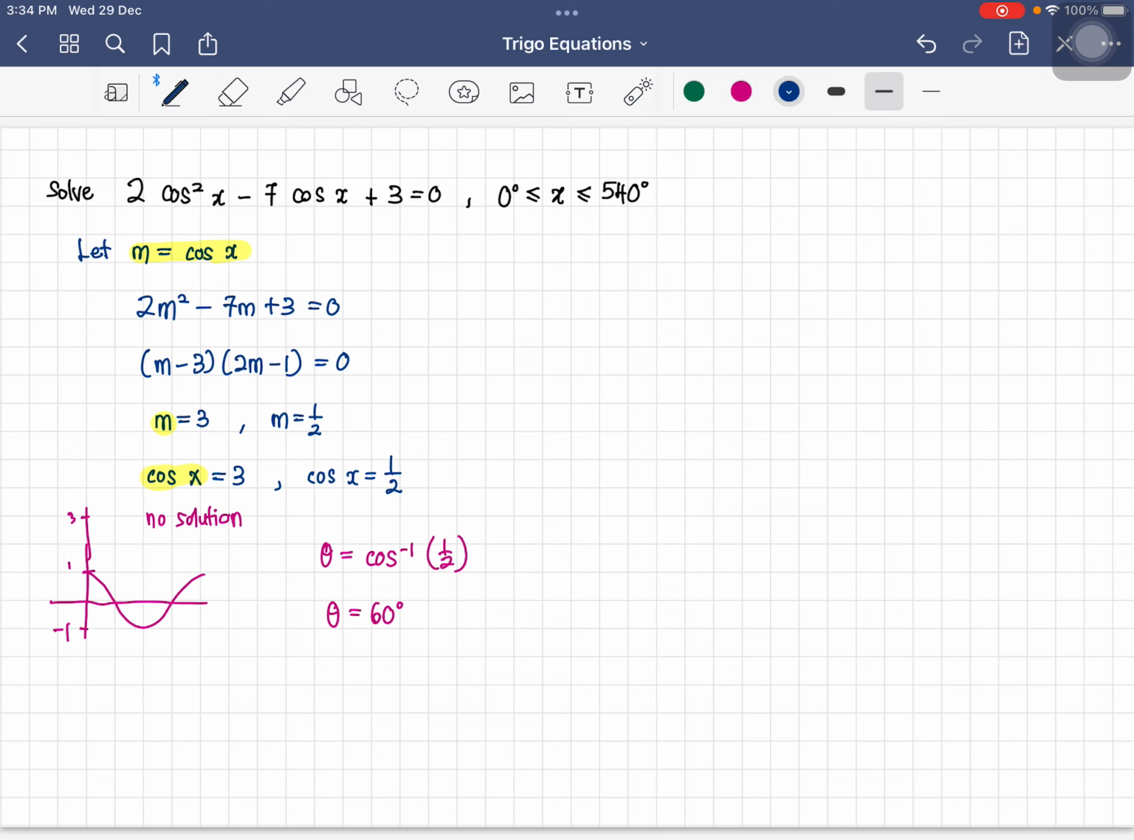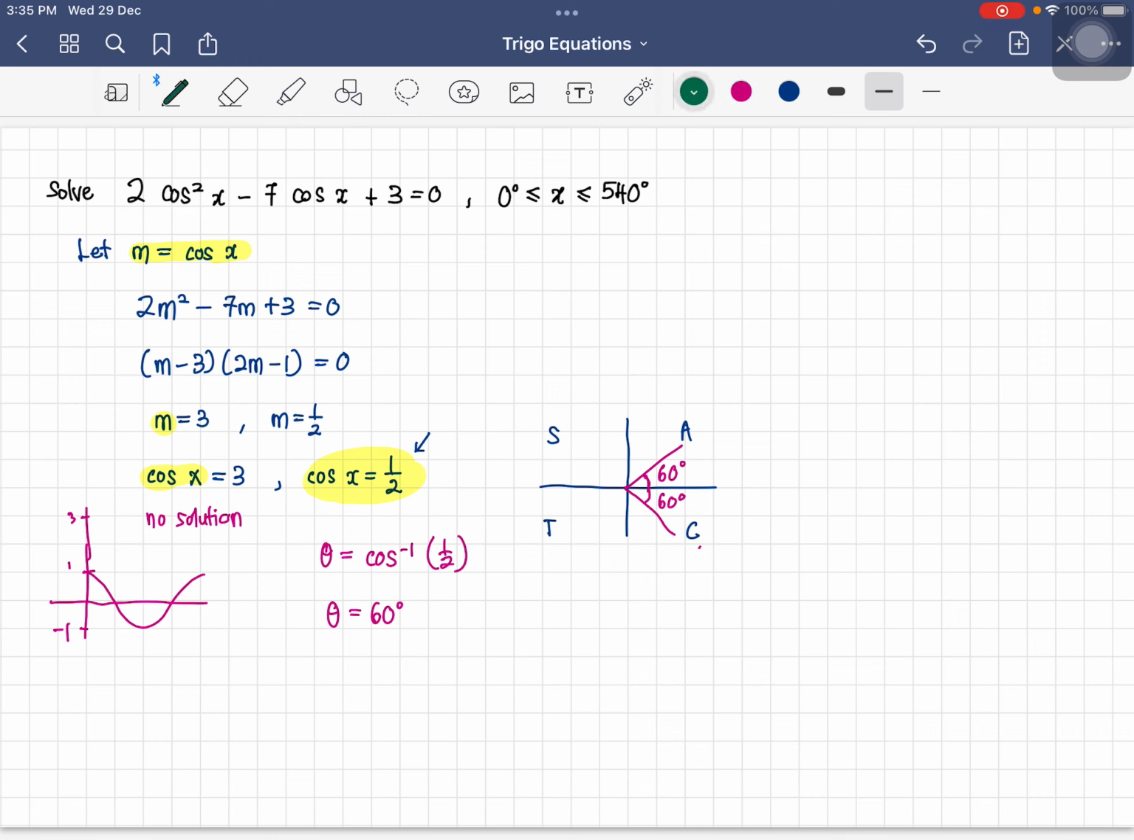Hence, you need to plot on this ASTC. Let's recall the ASTC. Please take note whether my cos is positive or negative. It is a positive number. Therefore, where is cos positive? For the first quadrant, this is my theta. And for the second one, which is C, where cos is positive, this is my basic angle, 60 and 60.